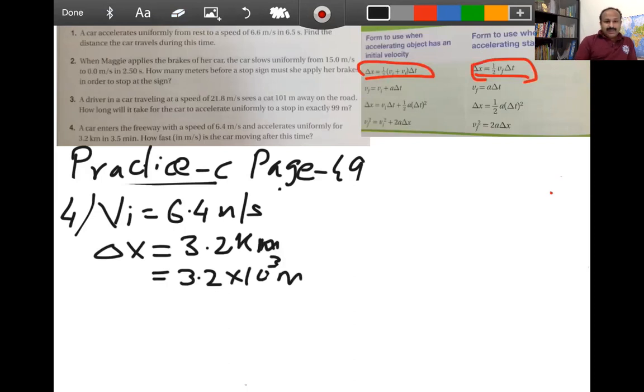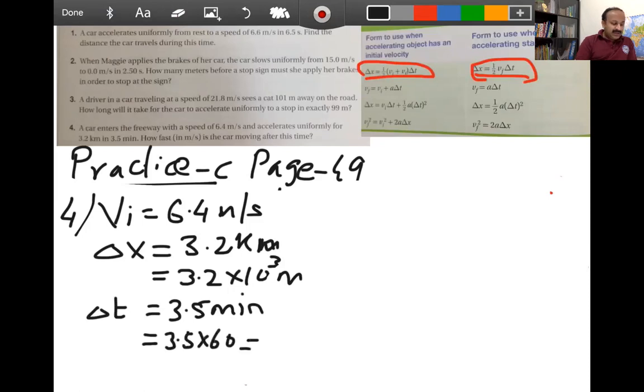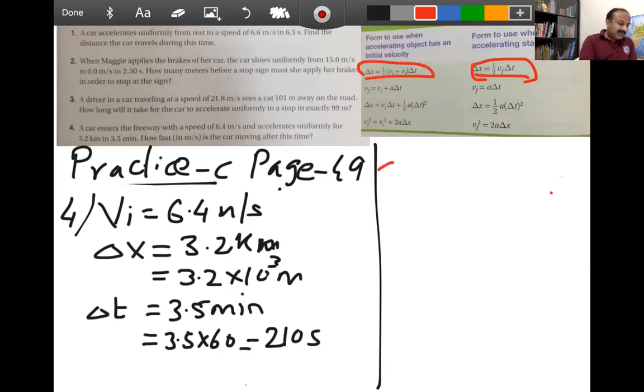And for how many minutes? 3.5 minutes. So your delta t is 3.5 minutes. Again, the time, you can see velocity is given in meters per second, so the time should be in seconds. So 3.5 times 60, that is going to be 210 seconds. So what's your aim? You're going to find out vf. So you will write out the equation. The equation is the same, the first equation.